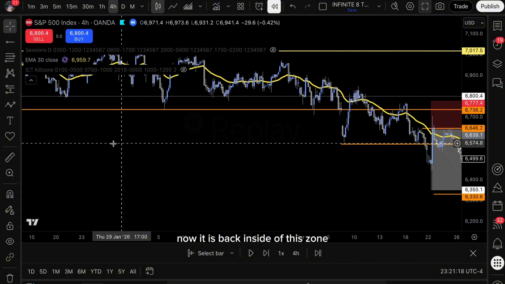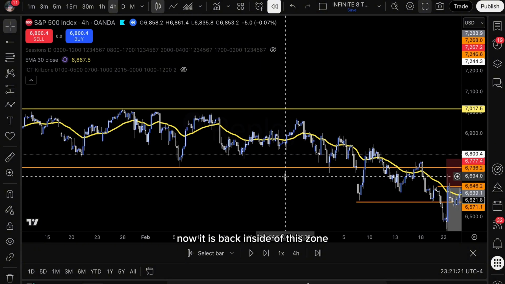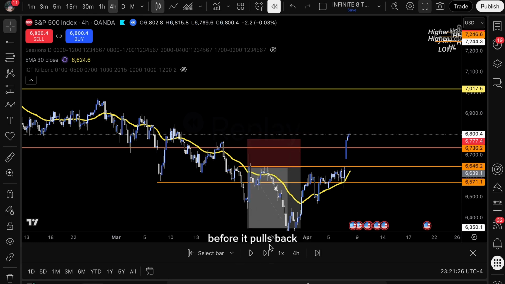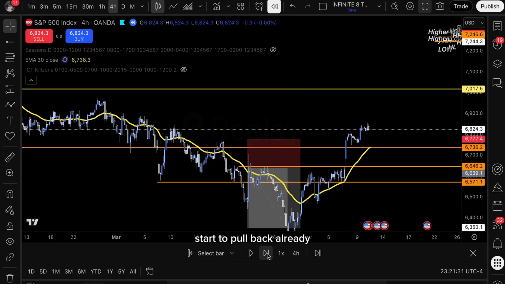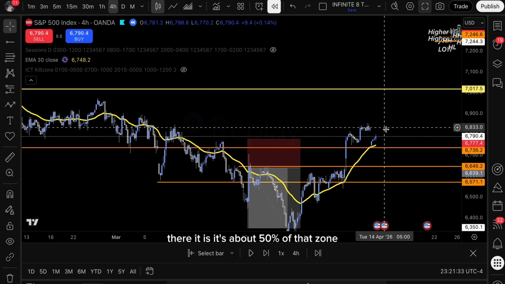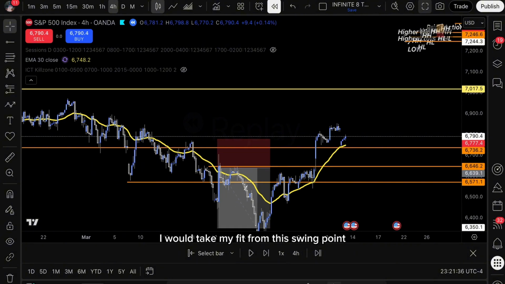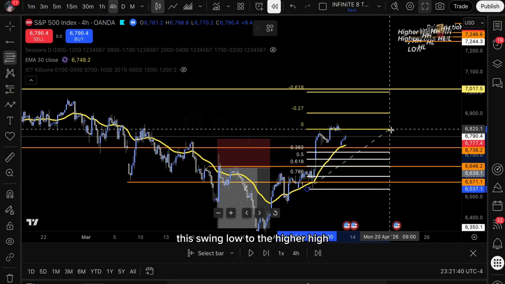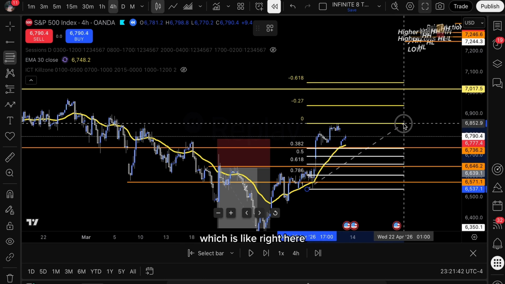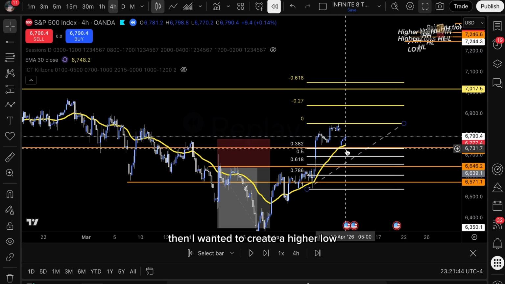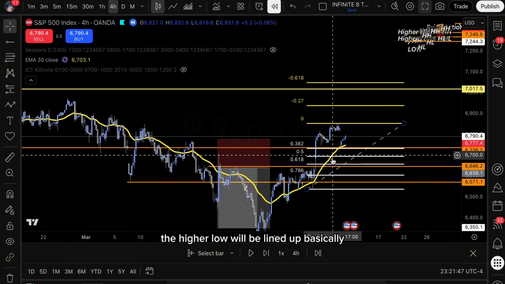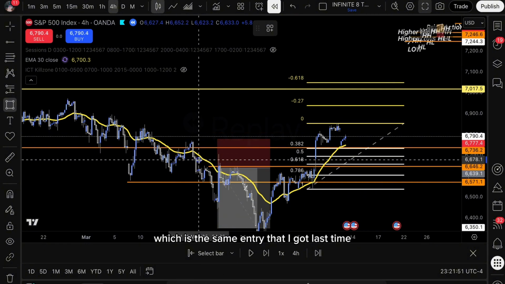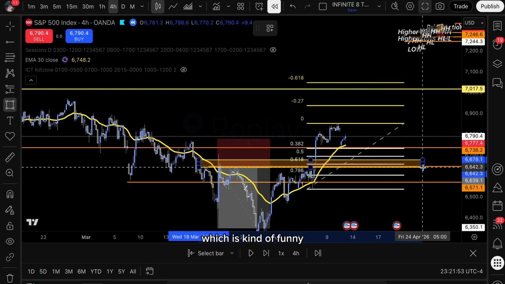Now it is back inside of this zone, this box zone. I wanted it to push up at least 50% to be honest before it pulls back. It started to pull back already. There it is. This is about 50% of that zone. I would take my fib from this swing low to the higher high, which is right here. Then I wanted to create a higher low. And the higher low will be lined up basically with this zone here, which is the same entry that I got last time, which is kind of funny.